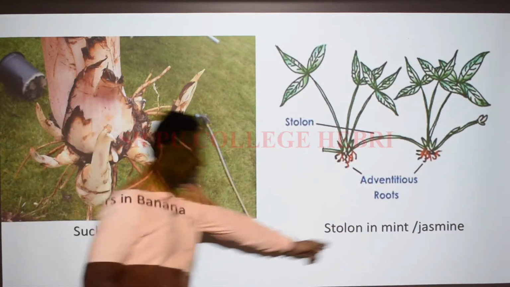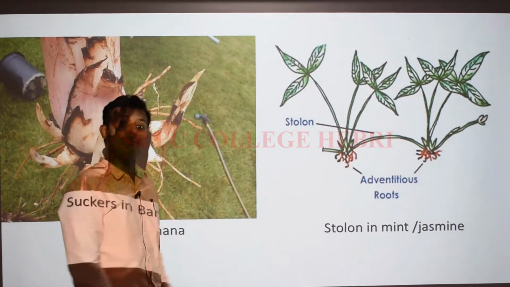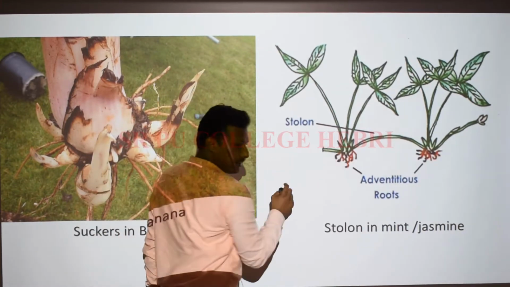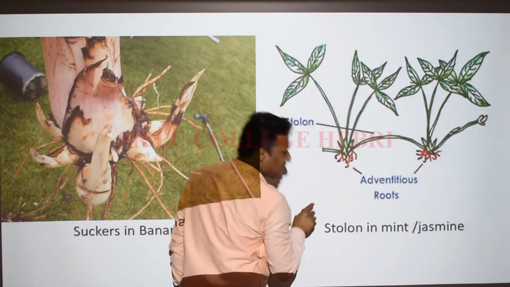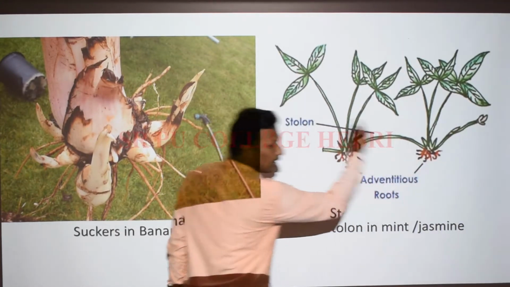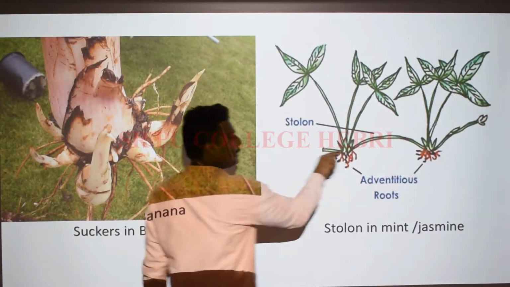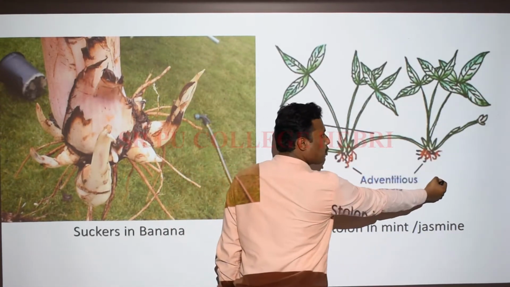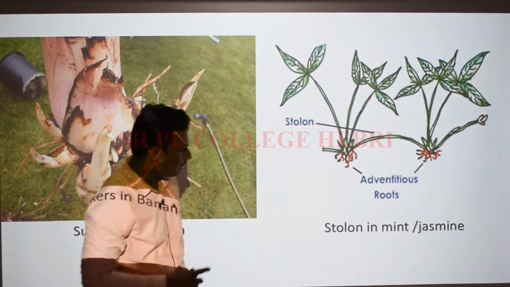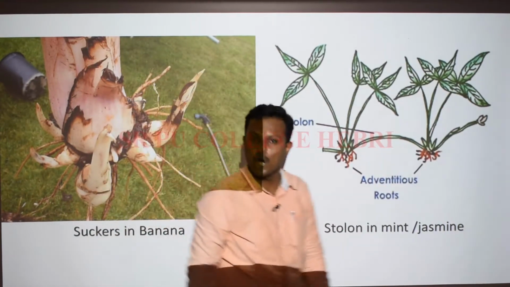And stolons in mint or jasmine. Stolon means a part of the stem which is under the ground. It grows obliquely upwards and forms an arc-like structure, and once again it reaches the soil, from where it gives rise to a new plant body. Right, that is what is called a stolon, right?